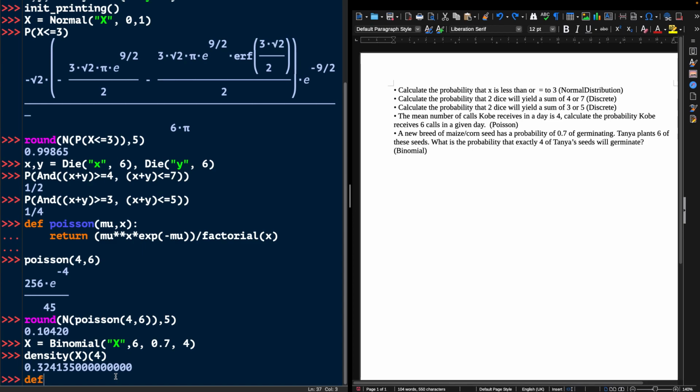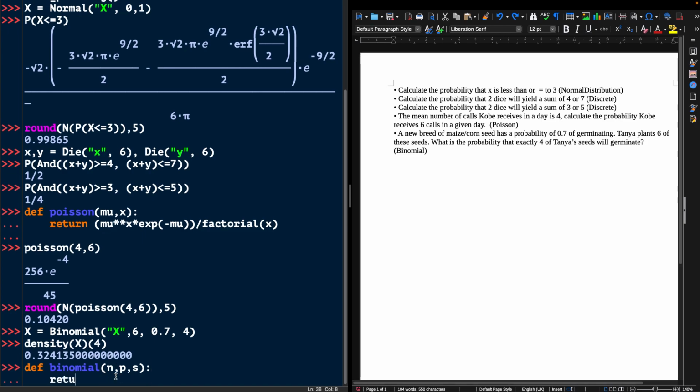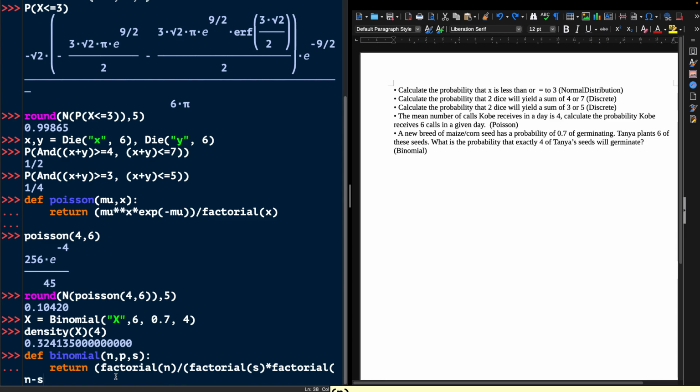So I'm gonna have to create it. So def, then binomial, number of trials, probability, and success. Right, so return, so factorial, factorial n, right, and then that's divided by factorial, right, times factorial again, n minus s, okay, just to make sure that I've done it right.